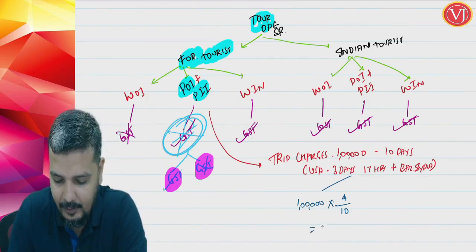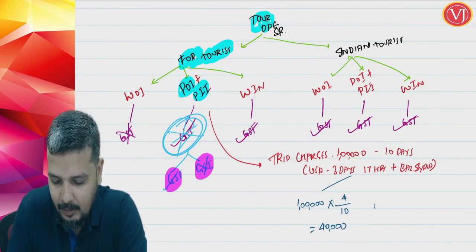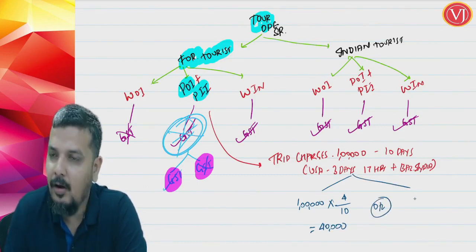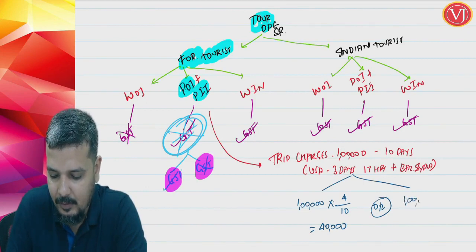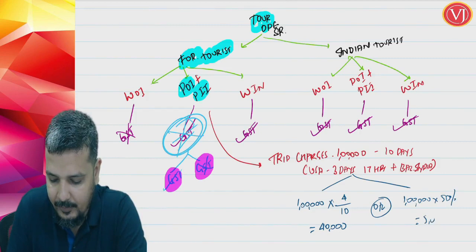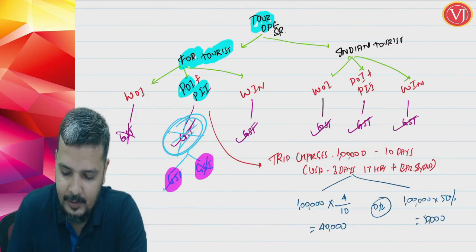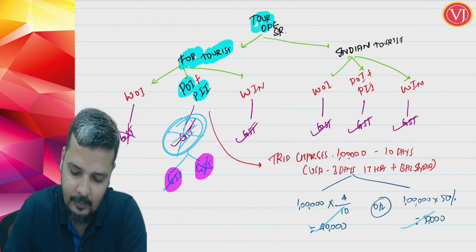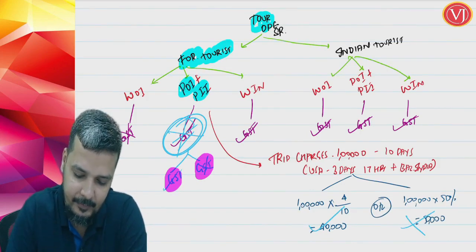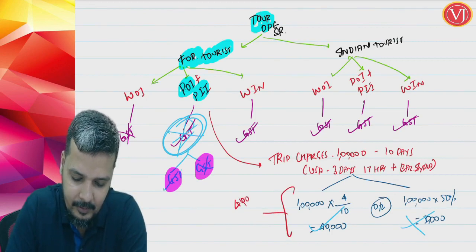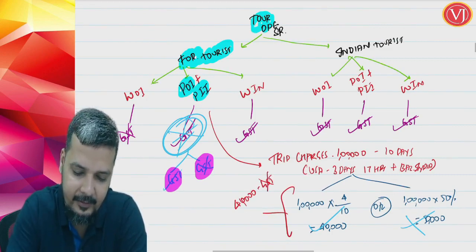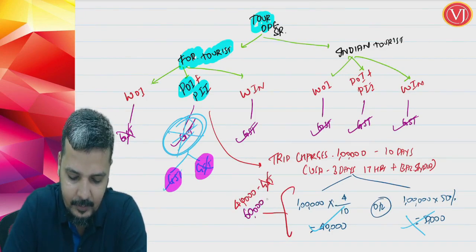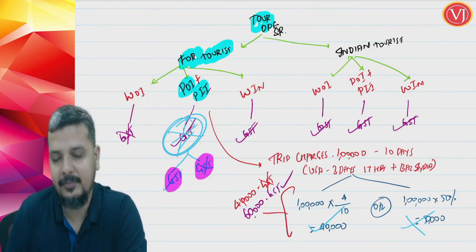So you'll get 40,000, or 50% of 1 lakh, you'll get 50,000. Whichever is lower. So which is lower? You'll find that this is lower, and not this one. So what is exempt? 40,000 GST will not be there, and the balance 60,000 GST will be there.